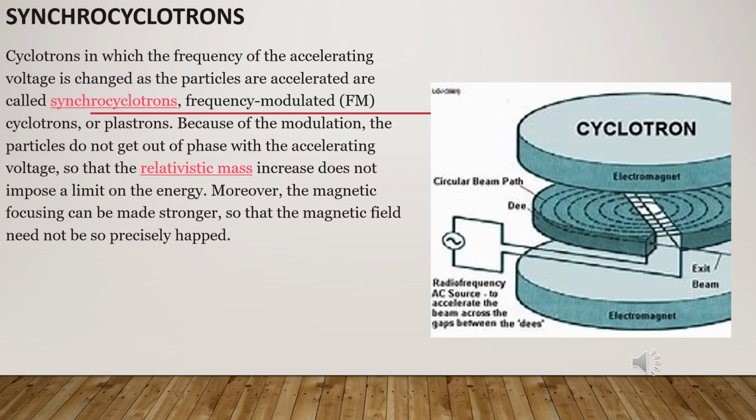Synchrocyclotrons. Cyclotrons in which the frequency of the accelerating voltage is changed as the particles are accelerated are called synchrocyclotrons. Frequency modulated cyclotrons are also called synchrocyclotrons. Moreover, the magnetic focusing can be made stronger so that the magnetic field need not be so precisely shaped. And this was the figure of a synchrocyclotron.